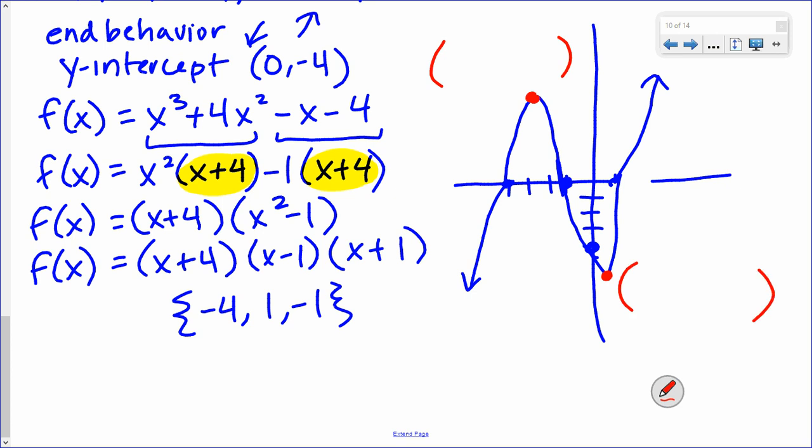We have to use the calculator. That's the relative max, and that's the relative minimum. And you can use calc min and calc max, calc minimum and calc maximum, to help you find those.